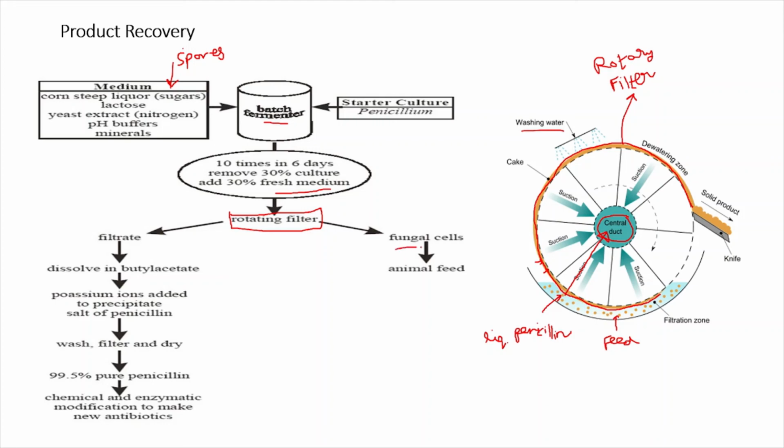Once the fungal biomass is collected, you can use it as an animal feed. The filtrate, or the liquid penicillin that you collect after filtration, you then dissolve in butyl acetate, and then you add potassium ions to precipitate salts of penicillin. So potassium ions are added to prepare penicillin salts, and then you wash, dry and filter again. By this process you get 99.5% pure penicillin, and the yield is around 90%.